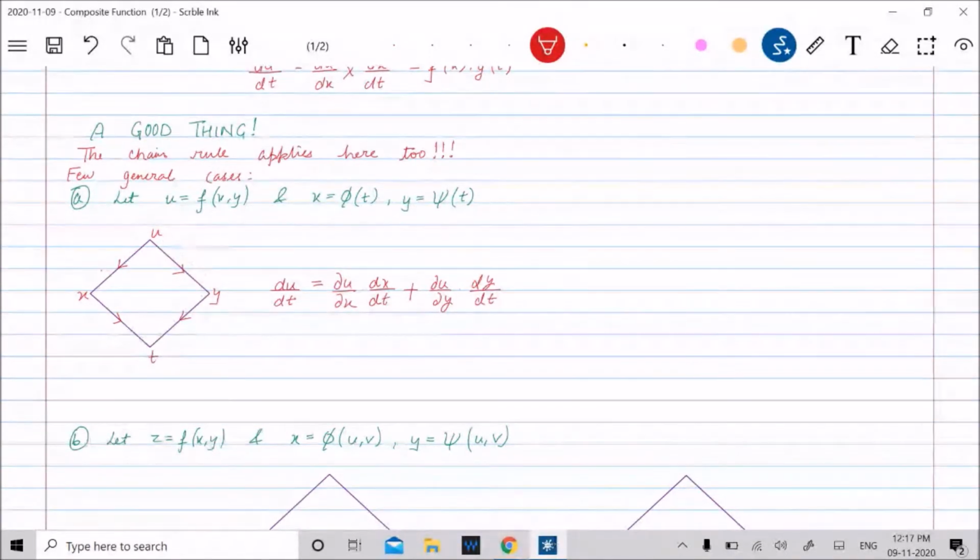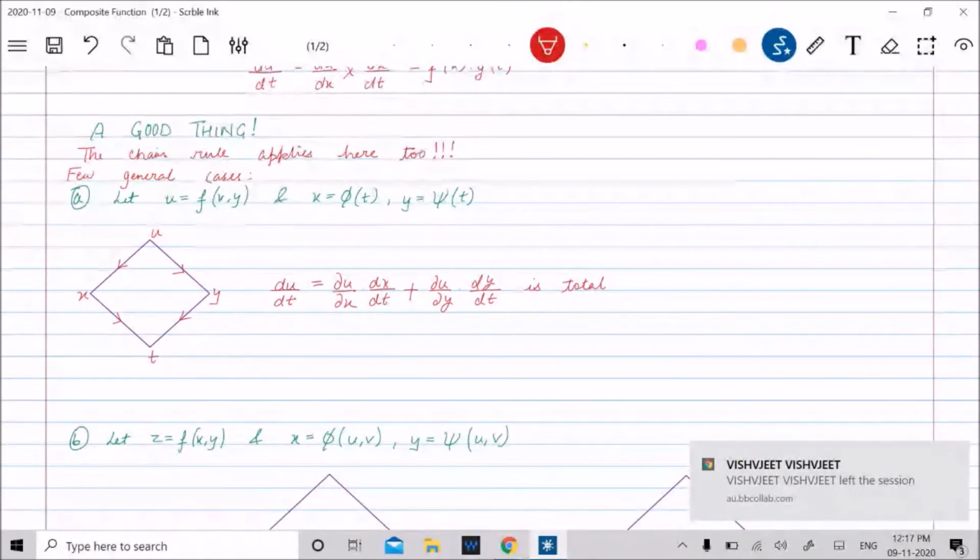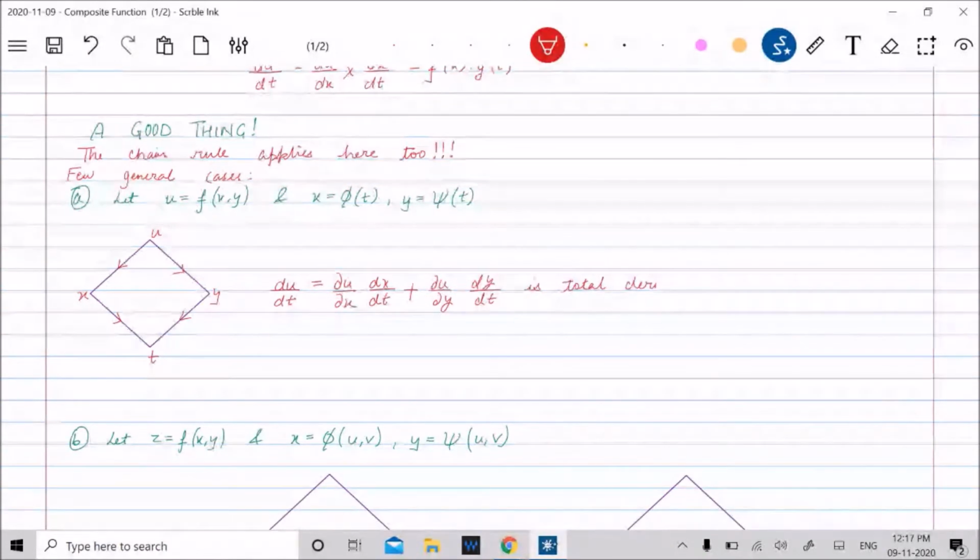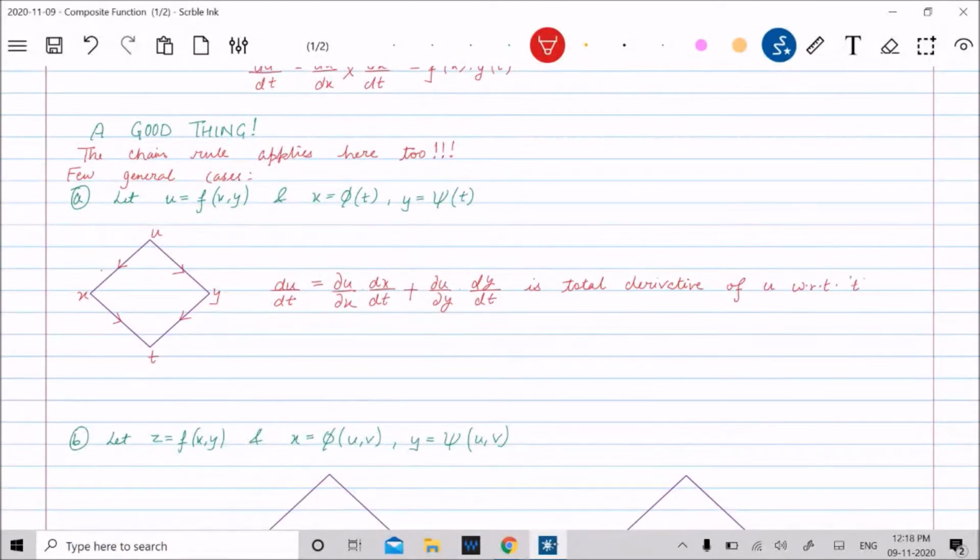Please ask if somebody is facing any doubt in this, and this is called the total derivative of u with respect to t.